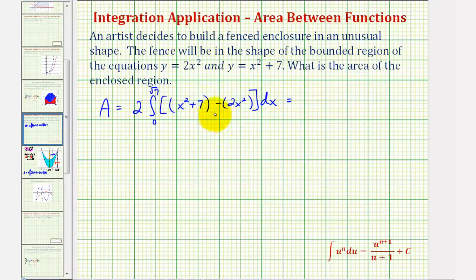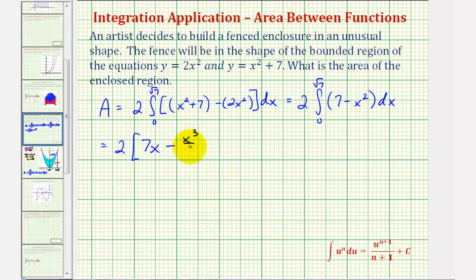Now let's evaluate this. Let's begin by simplifying this integrand. We'd have 2 times the integral. This would be x squared minus 2x squared. That's negative x squared, so we'll have 7 minus x squared. And now we'll find the antiderivative. The antiderivative of 7 would be 7x. And then we'd have minus the antiderivative of x to the second, which would be x to the third divided by 3. We'll evaluate this at square root 7, and then 0, and then find the difference.